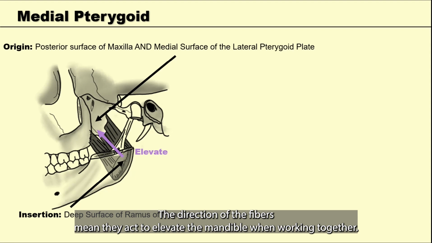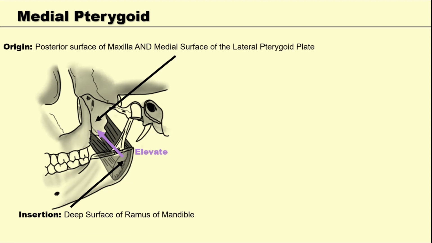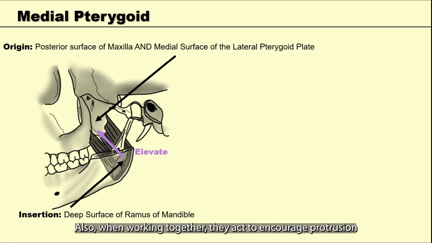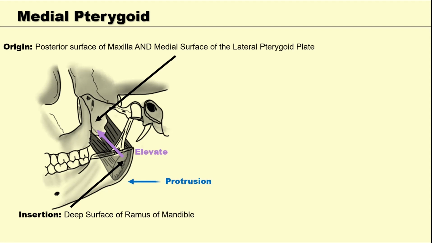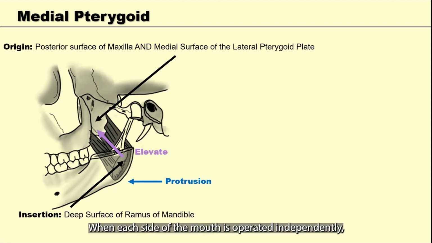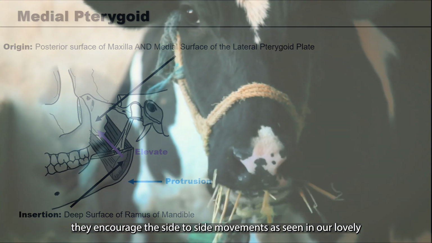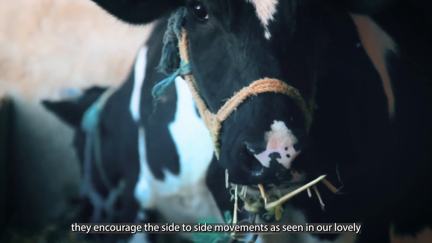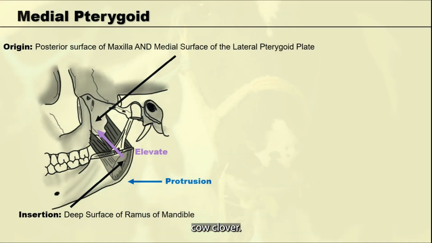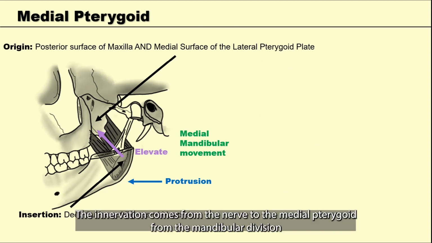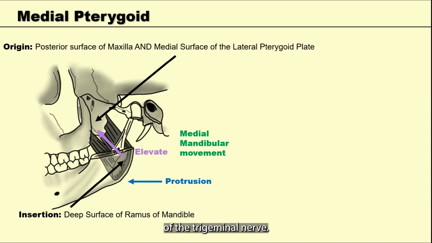The direction of the fibres mean that they act to elevate the mandible when working together. Also, when working together, they act to encourage protrusion. Like with the lateral pterygoids, when each side of the mouth is operated independently, they encourage the side-to-side movements as seen in our lovely cow Clover. The innervation comes from the nerve to the medial pterygoid from the mandibular division of the trigeminal nerve.